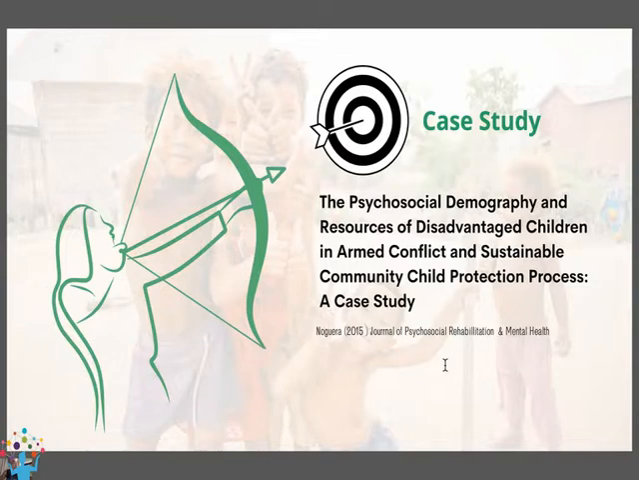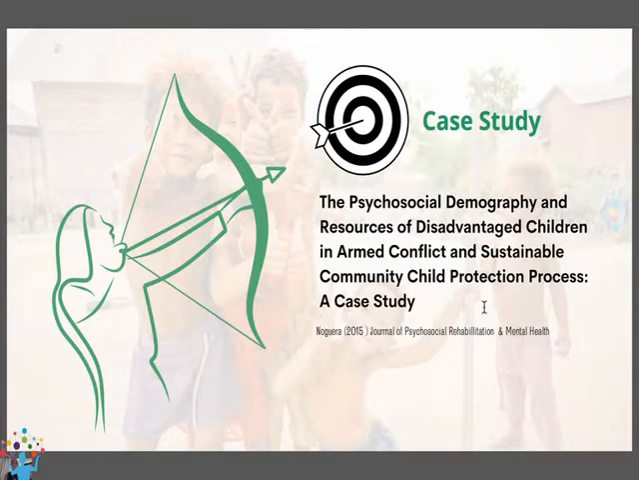All right, I will not again dwell on this anymore because we already discussed this, but rather I would like to give an example of a case study which I did. So the title of the case study that I wrote in 2015, I will be sharing you this paper soon, is The Psychosocial Demography and Resources of Disadvantaged Children in Armed Conflict and Sustainable Community Child Protection Process, a Case Study. So I look into the demography, the psychosocial demography of children, so that is a case.